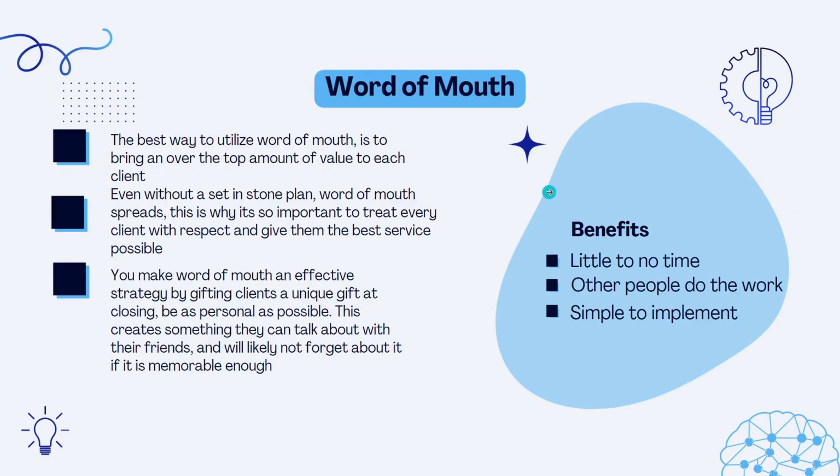So next we're going to look at word of mouth. The best way to utilize word of mouth is to bring an over the top amount of value to each client. This is true for almost any business model. The best way to get past clients to work for you, in essence, is to give them so much value that they just praise your name forever and forever. And that's hard to do, right? You have to be an exceptional realtor and you have to treat them great all the time.